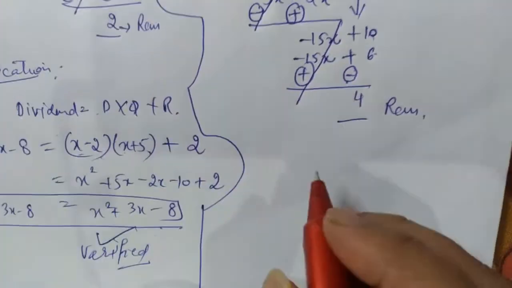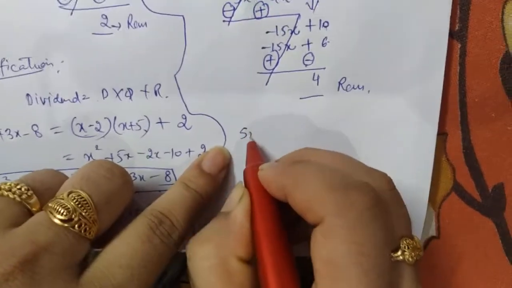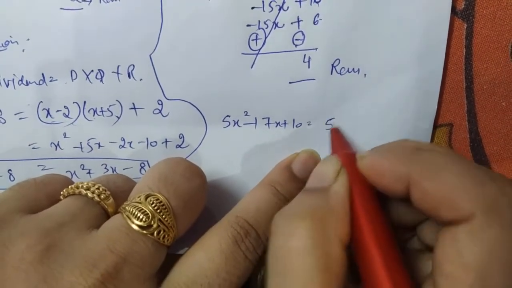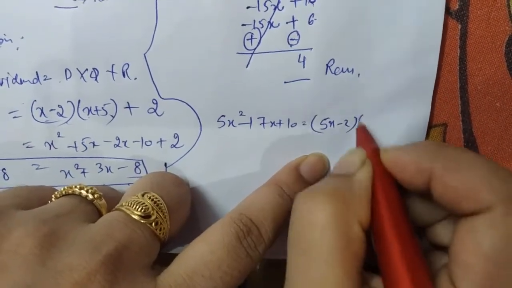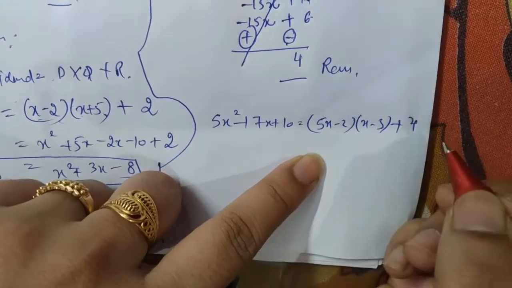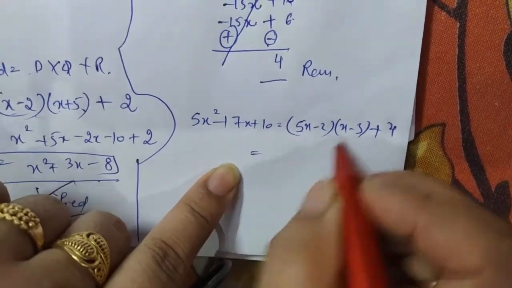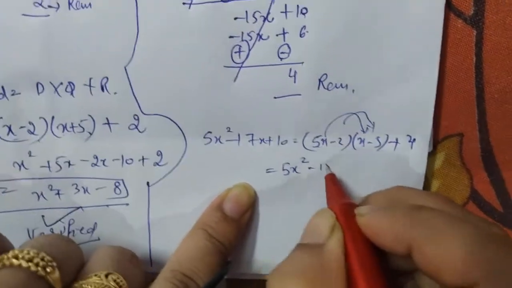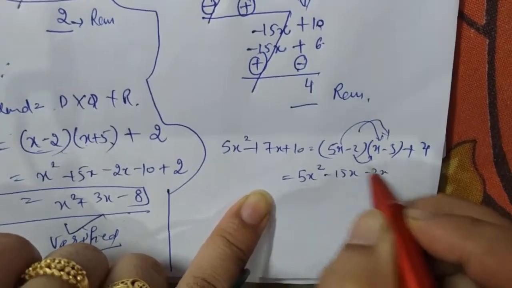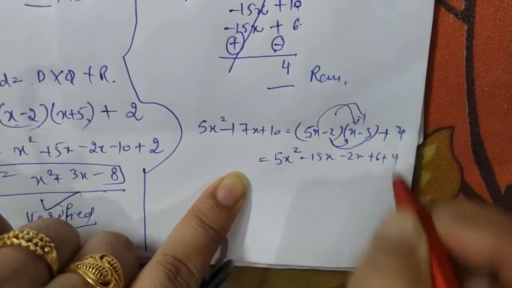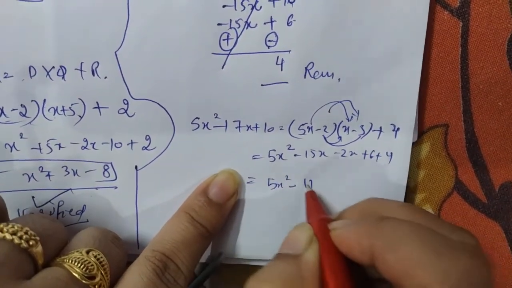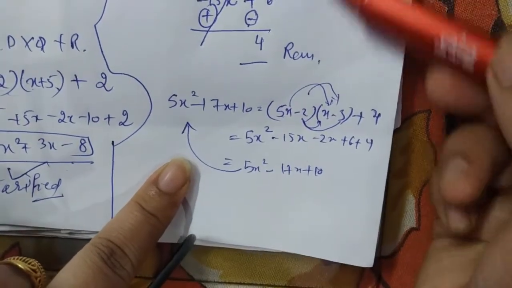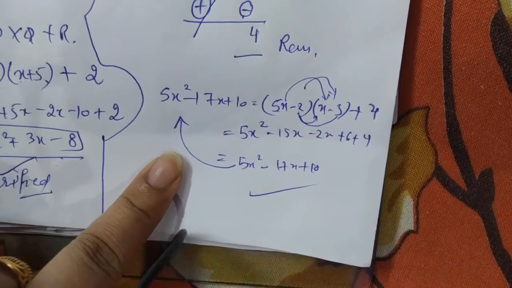Let's cross check whether what we are doing is correct or not. So dividend should be equal to divisor into quotient plus remainder. Okay, you see here 5x into x, 5x square, 5x into minus 3, minus 15x, minus 2 into x, minus 2x, and minus 2 into minus 3, positive 6 plus 4. So final result is, again this time matching with the dividend. That means the division that we performed is absolutely correct, and it's verified also.